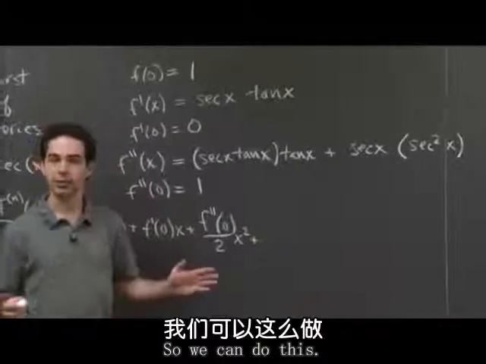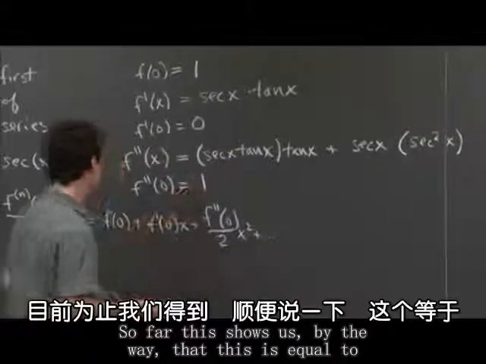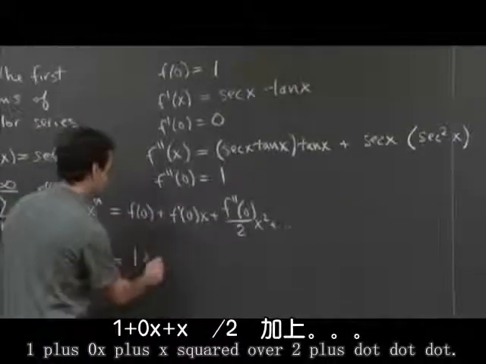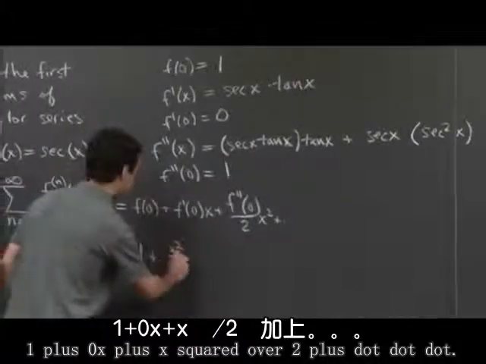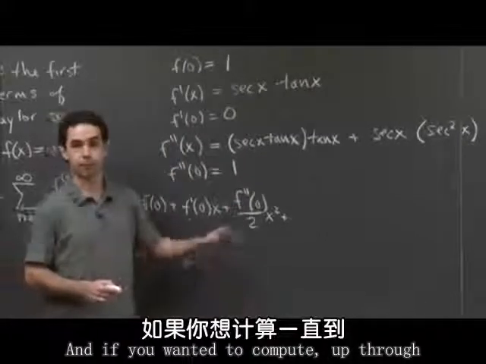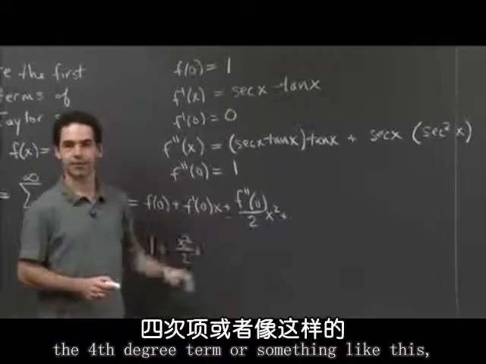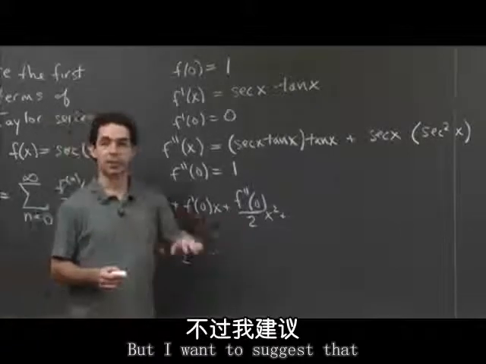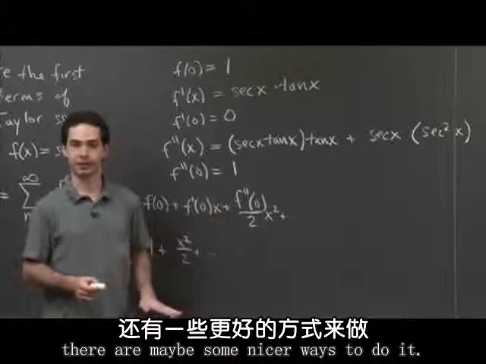So we can do this. So far, this shows us, by the way, that this is equal to 1 plus 0x plus x squared over 2 plus dot, dot, dot. And if you wanted to compute up through the 4th degree term or something like this, that's something that's manageable. But I want to suggest that there are maybe some nicer ways to do it.